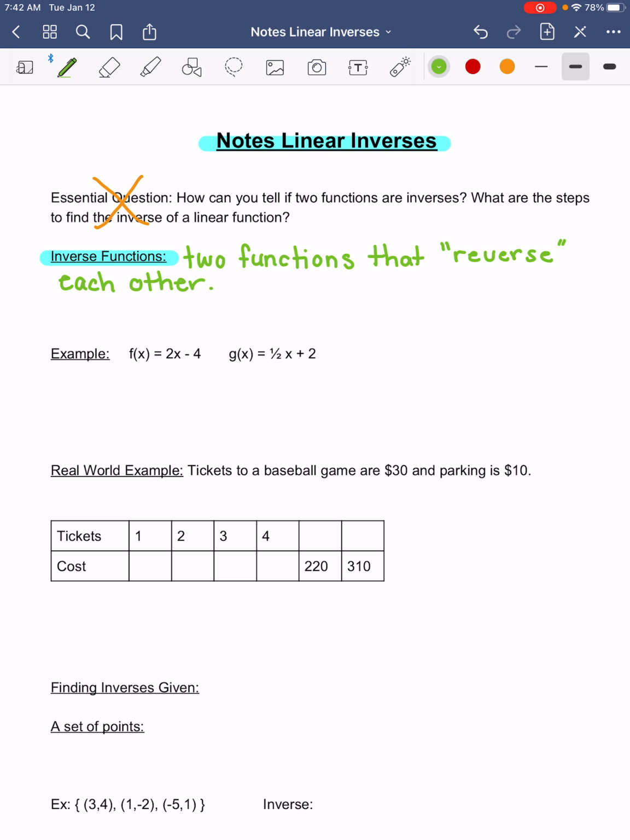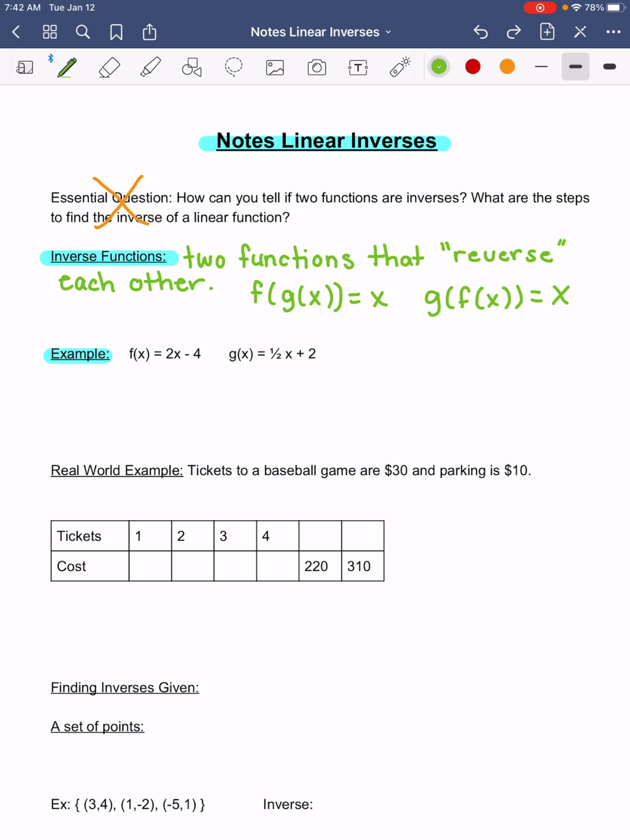What that also means is that if you compose the two functions together, f of g of x is how you would read this, is going to be equal to x, and g of f of x would also be equal to x. So when you plug one function into the other, your answer would just be x. So I'm going to show you an example of two functions that are inverses of each other. So go ahead and write down those two functions, f of x and g of x.